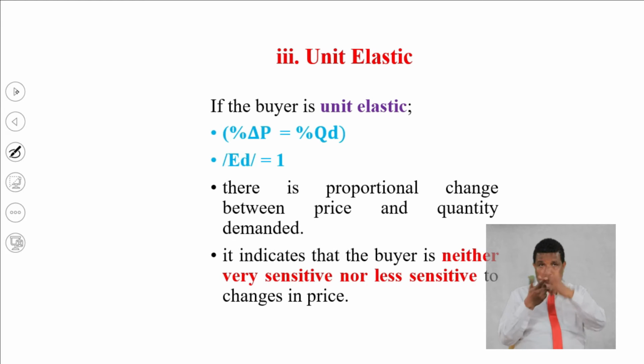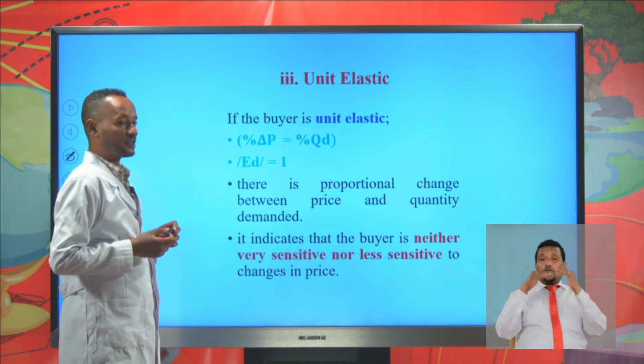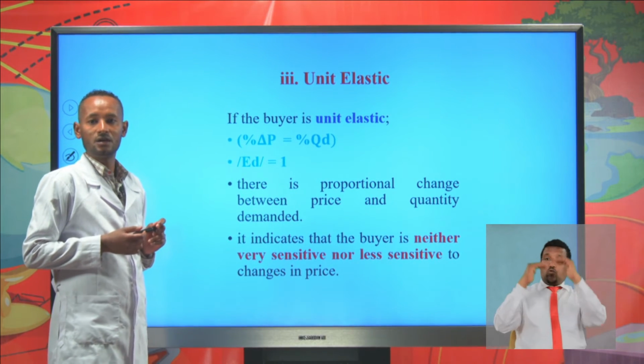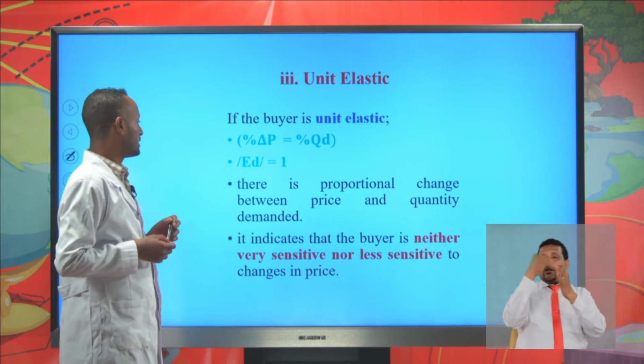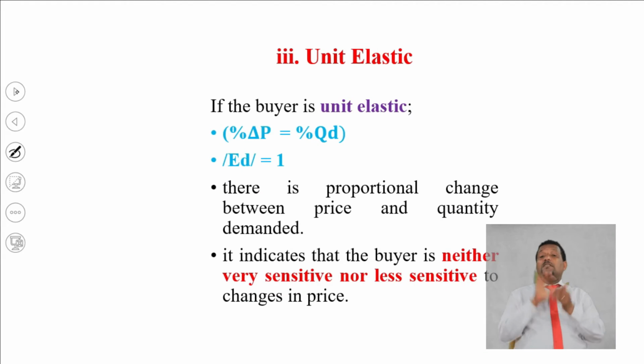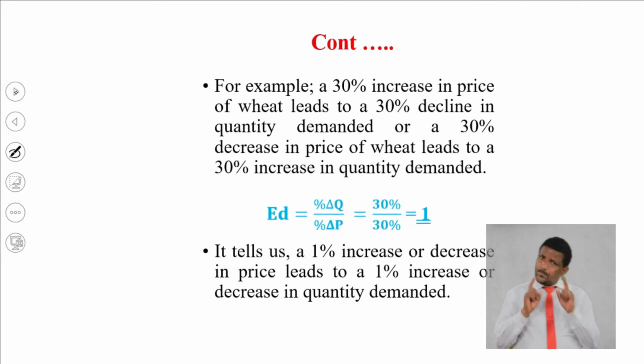Thirdly, the buyer is said to be unit elastic if the percentage change in price is equal to the percentage change in quantity demanded. That means if there is a proportional change between price and quantity demanded, then the buyer is said to be unit elastic. That means the buyer is neither very sensitive nor less sensitive to changes in price of a commodity. For example, a 30% increase in price of wheat leads to a 30% decline in quantity demanded.